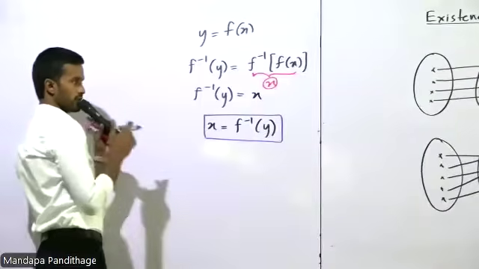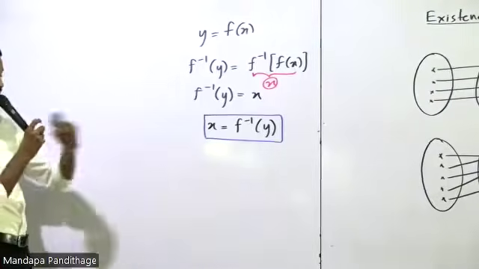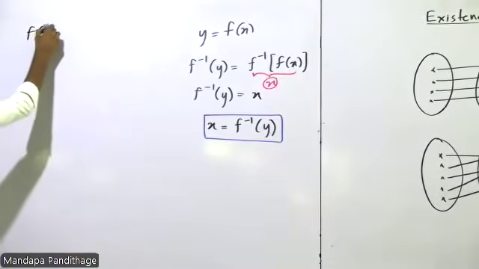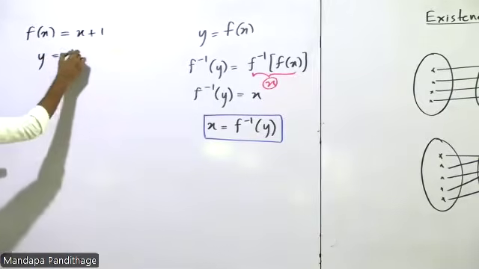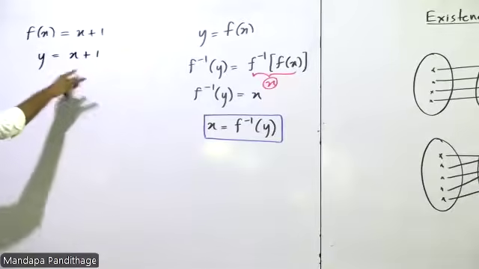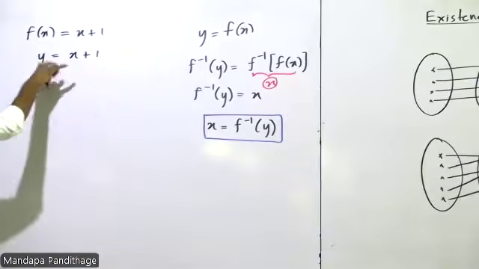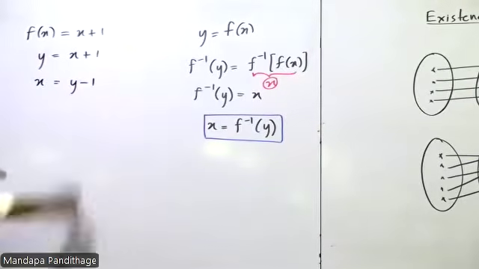X is equal to f inverse y. So why did I mention that this is what I use to find the inverse? Look in this way. My function is x plus 1. Y is equal to x plus 1. So what I want to do here is I need you to subject x. So when you subject x, x is equal to y minus 1.